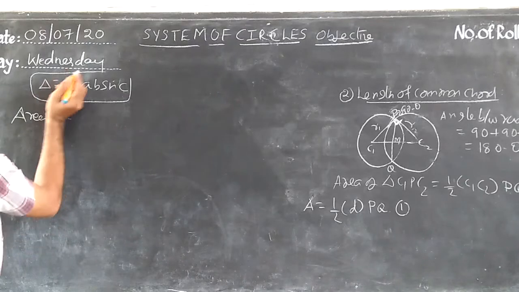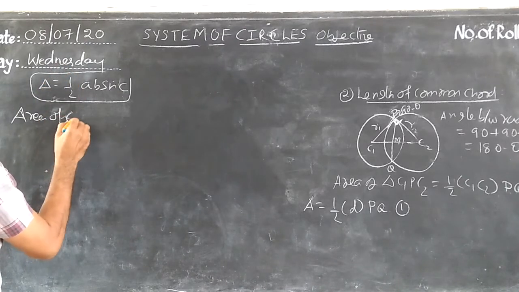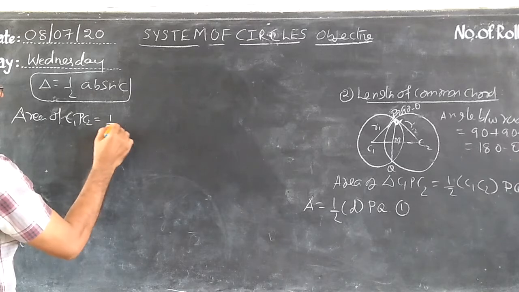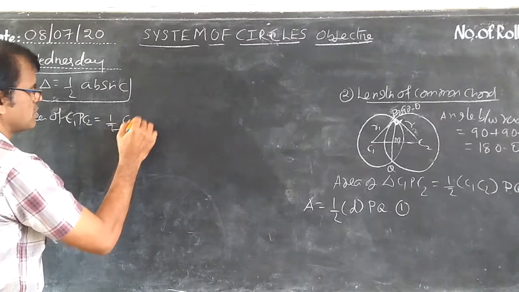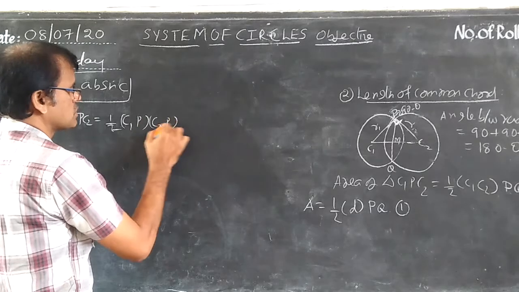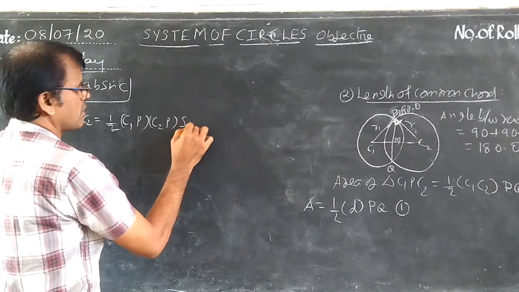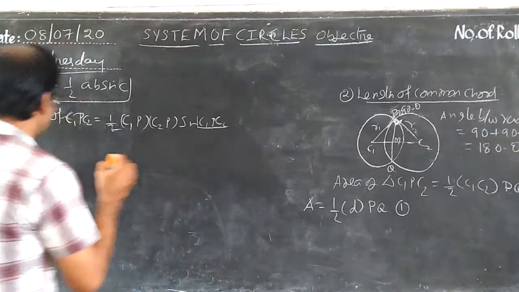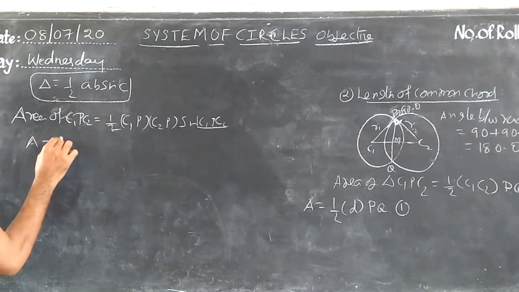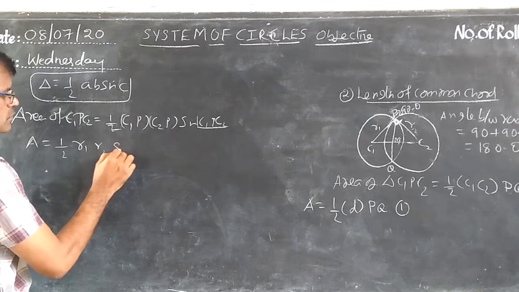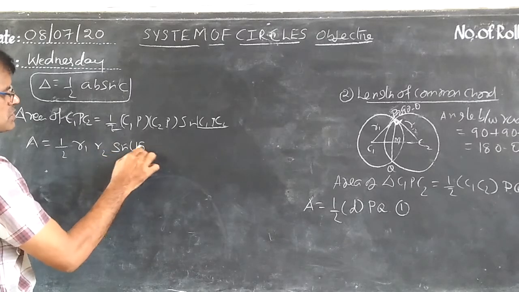Area of triangle C1 P C2 is equal to 1 by 2 into C1P into C2P into sine of the full angle C1 P C2. That implies area is equal to 1 by 2 into R1 into R2 into sine (180 minus theta).